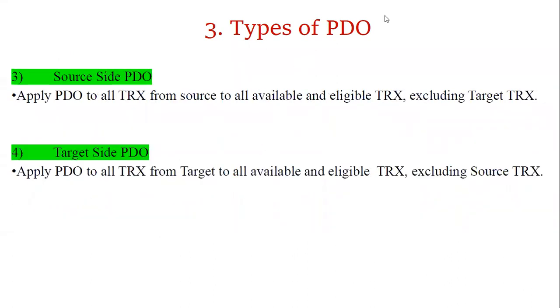Then we have the third type of push down optimization, that is the source side push down optimization. What does source side push down optimization mean? When we apply it, all the transformations from the source up to the transformation just before the target get optimized. The push down optimization is applied to all the available and eligible transformations from the source, excluding the target transformation. It means that when you apply the source side optimization, push down optimization applies to all the transformations, excluding the target.